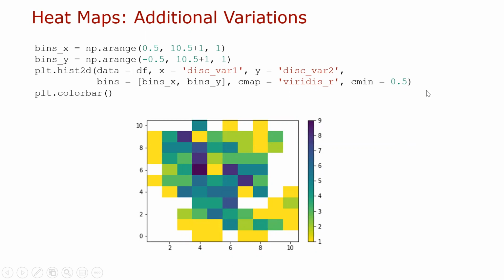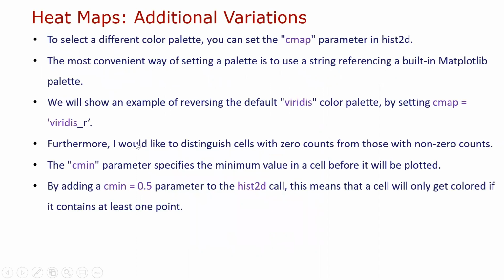Now look at this one here. Cmin equals 0.5. What does this mean, Cmin equals 0.5? It means I want you to color for me anything that is greater than 0.5. It means that at least I should have how many points? 1 point. If I have 0 points, do I want it to be colored? And that's actually here. The Cmin parameter specifies the minimum value in a cell before it can be plotted.